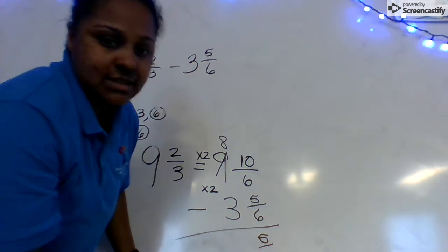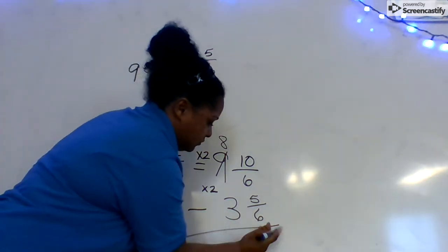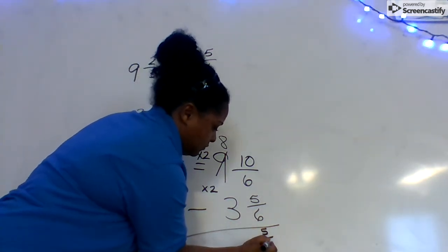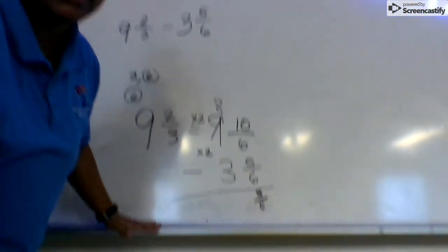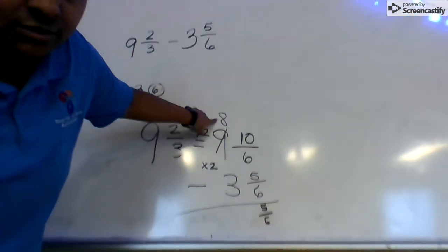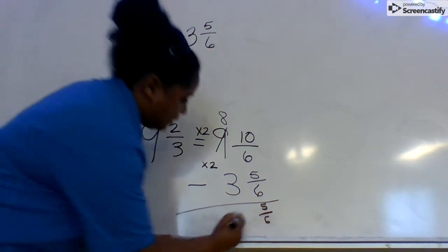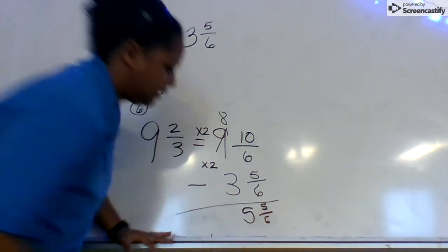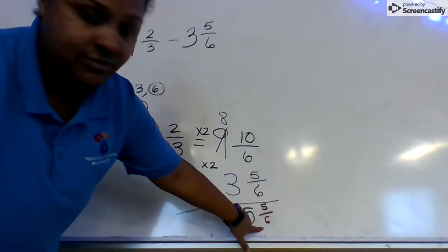Your denominator does not change. Okay, and then I have 8 now minus 3, which is 5. The answer is 5 5/6.